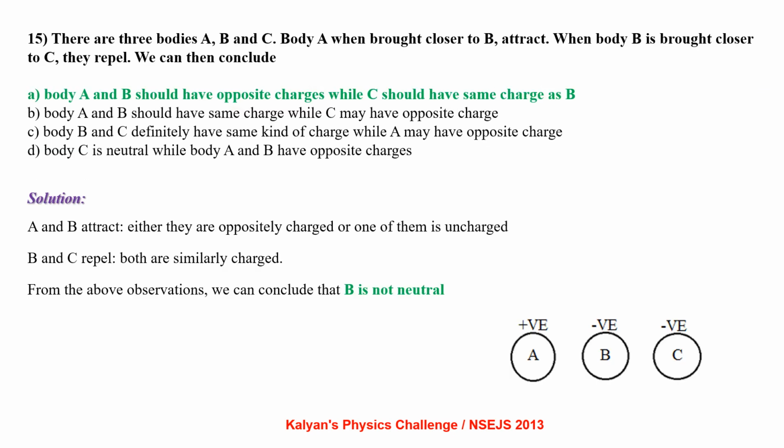There are three bodies A, B and C. Body A, when brought closer to B, attract. When body B is brought closer to C, they repel. We can then conclude A and B attract each other. So either they are oppositely charged or one of them is uncharged. B and C repel each other, so both are similarly charged. From the above observations, we can conclude that B is not neutral. So A is positive, B is negative and C is negative.